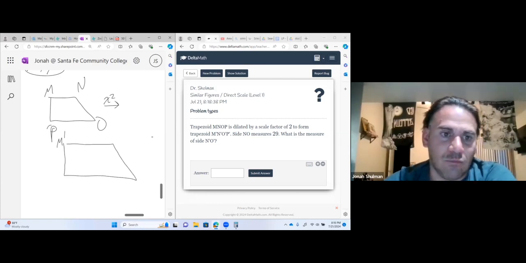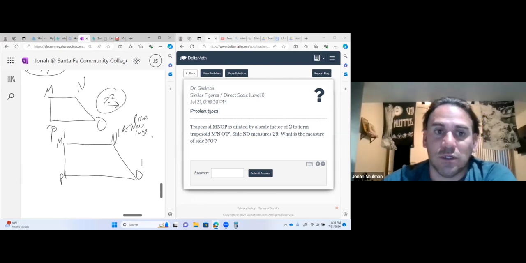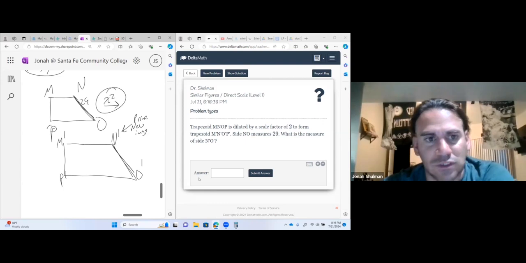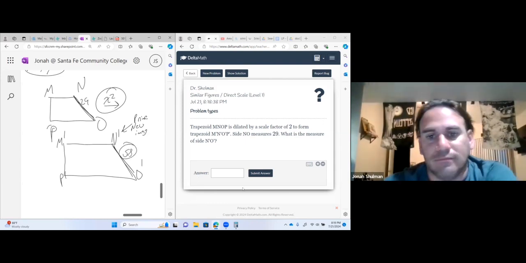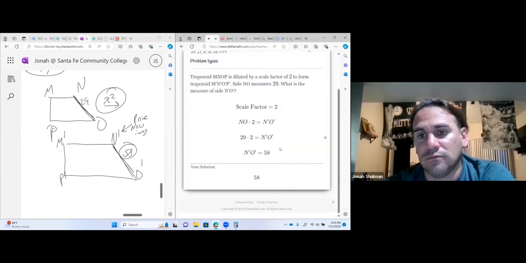So here's M prime, N prime, O prime, P prime. The primes mean the new image, twice as big. We times it by 2. So side NO measured 29. What is the new side measure? Well, we just have to double it. It's 58. All right, let's do this, but harder. Let's step up the difficulty.